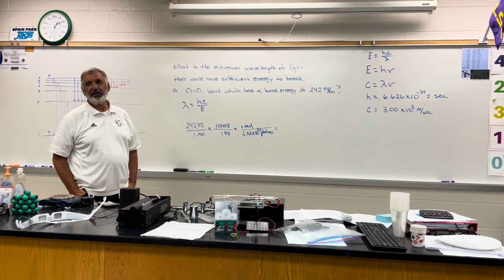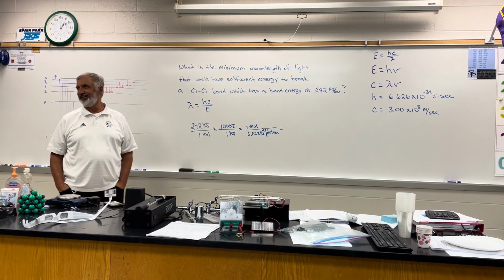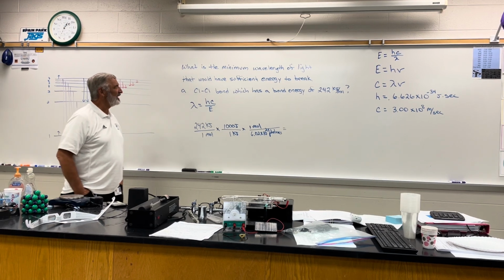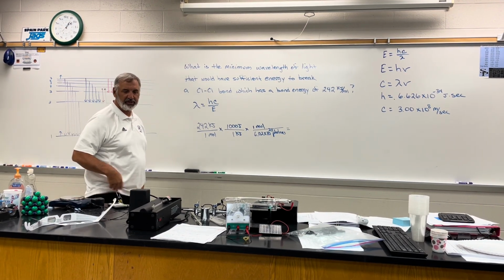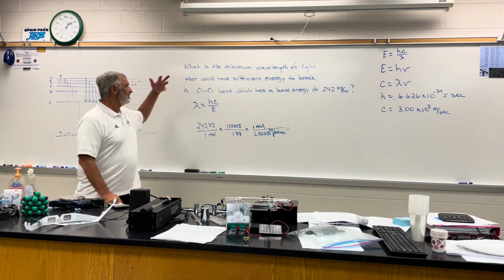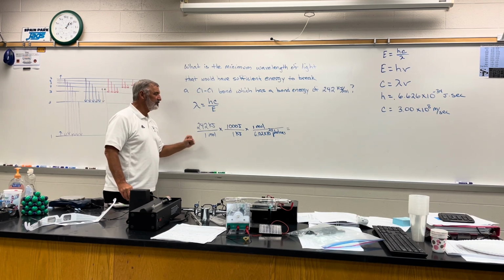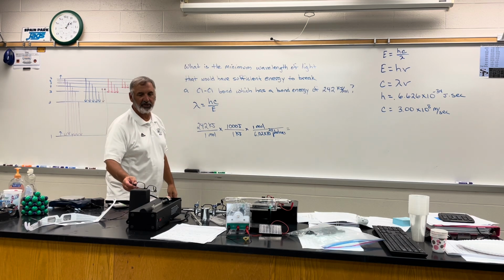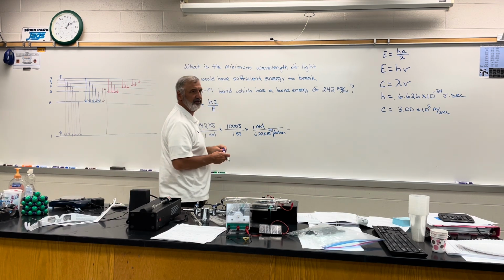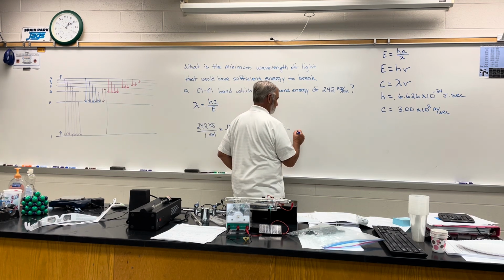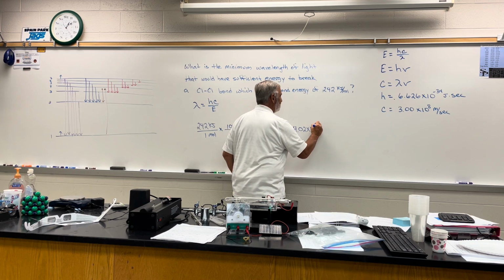All right, here we are in the middle of another AP chemistry lecture. So we're trying to figure out how much energy it takes to break a chlorine-to-chlorine bond. Given this, we're changing kilojoules per mole into joules per photon. And what number did we come up with? 4.02 times 10 to the negative 19.